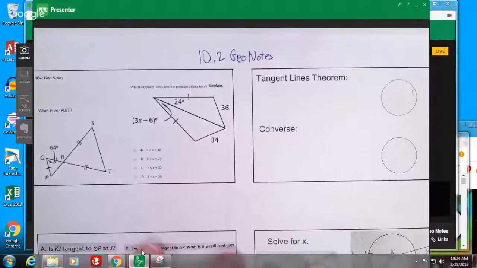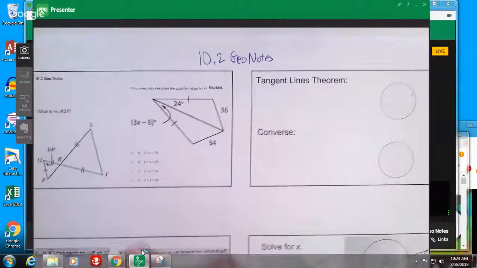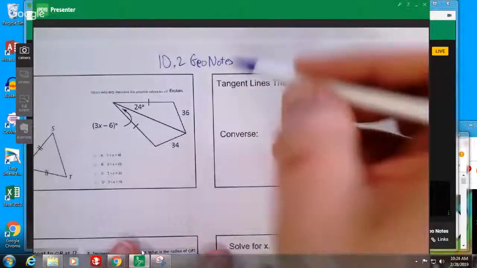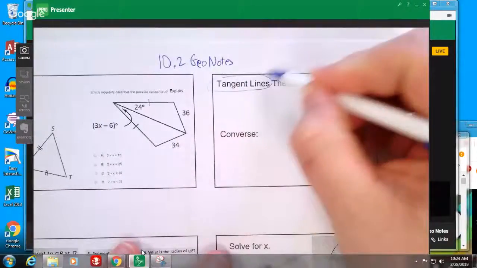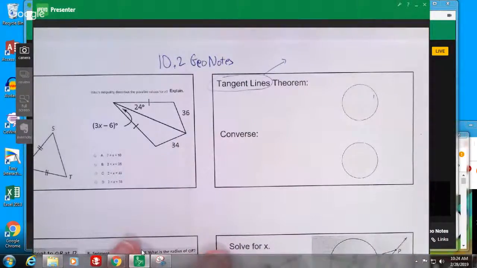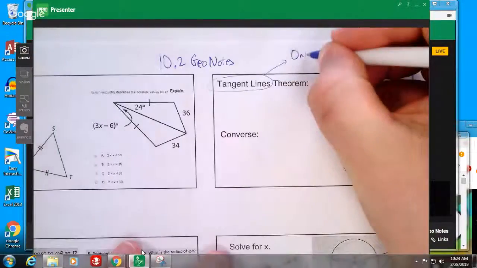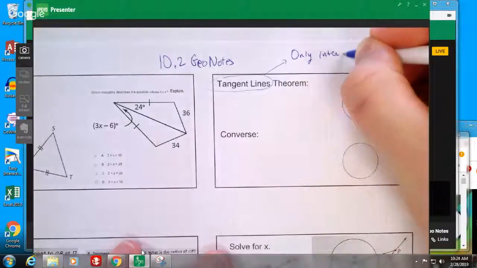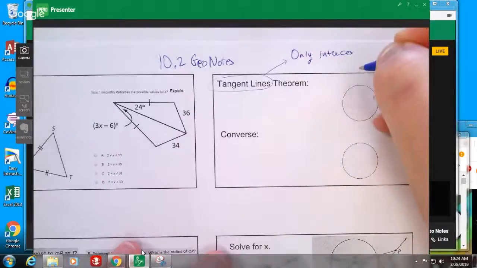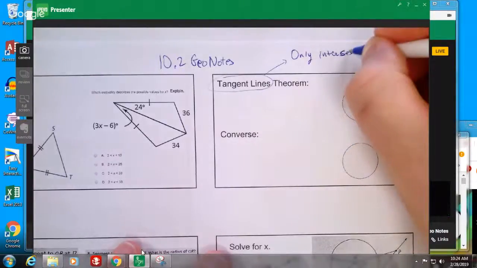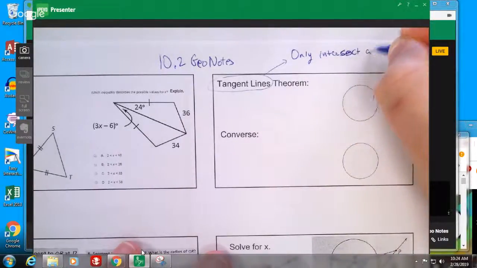So before we can talk about the tangent lines theorem, we need to talk about what a tangent line is. So up here, I want you to just circle this, and we're going to put the definition of that up there. And if you haven't picked up yet, we are starting notes. So, okay, tangent line. It means that it only intersects one point. Can't spell today. Intersects.